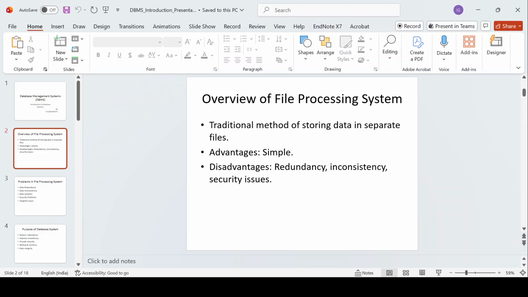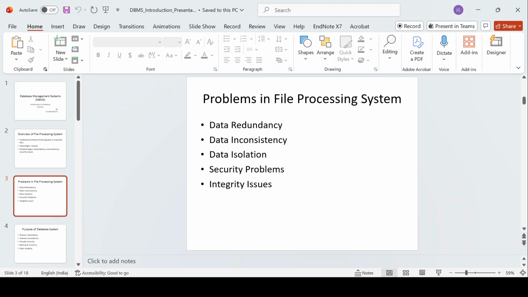So in overview of file processing system, before DBMS, data was stored in separate files. This method is simple but creates many problems such as duplicate data and difficulty in managing information. So next we see the problems in file processing system. The file system has several issues. The same data may be stored multiple times causing redundancy and inconsistency. Data security and integrity are also difficult to maintain.